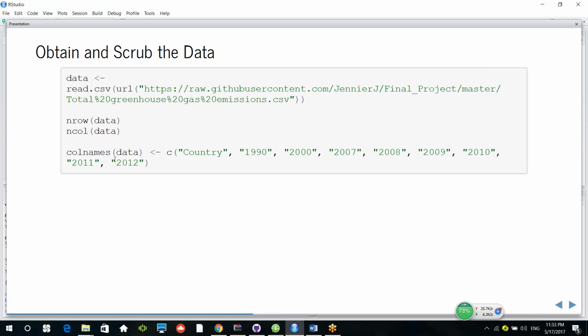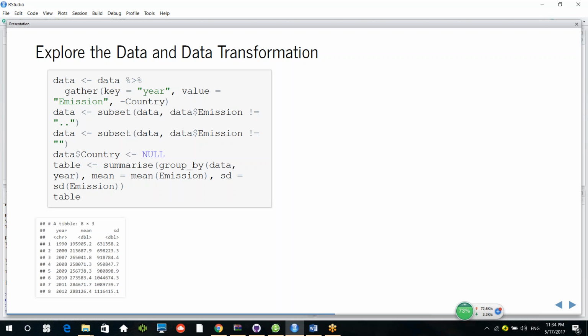After that, I changed the column names into meaningful column names by the country name and the year from 1990 to 2012. Then I tried to explore the data and do some data transformation. All I need is the column of the year and total emissions, so I deleted the column of the country. And I also excluded the data that are not applicable, and the data that are blank.